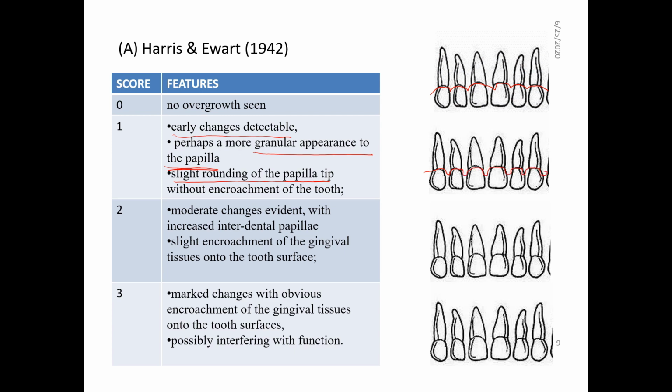Next is moderate changes evident with increased interdental papilla and slight encroachment of the gingival tissue onto the surface. So score 2 is given. Next is marked changes, and it interferes with the function.